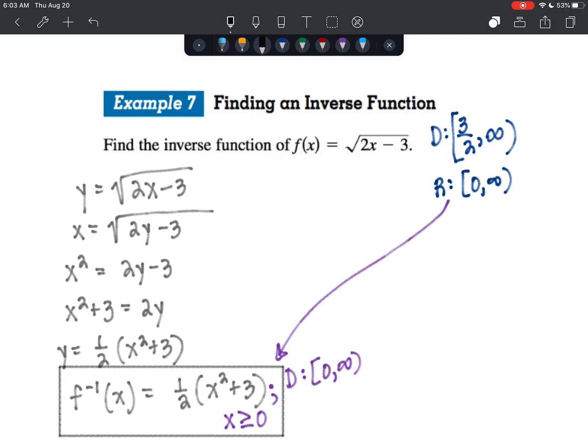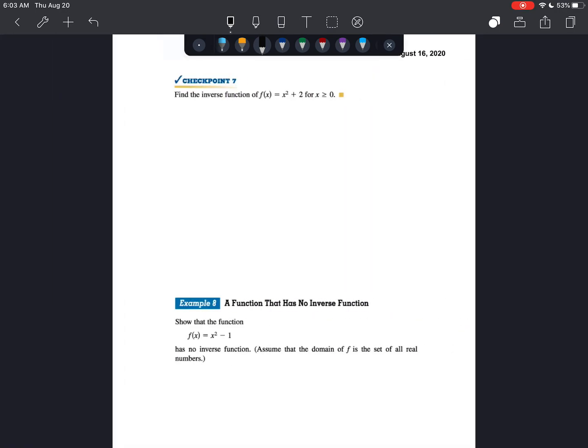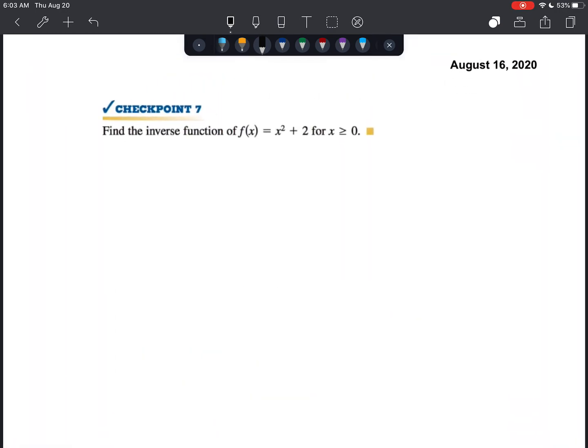So we have to be very conscientious. The range of the function becomes the domain of its inverse. And this range was restricted, which means the domain on the inverse will also be restricted. So here's one for you to try and think about. And I'm also going to talk about this one. So if you want to try this one on your own, press pause.